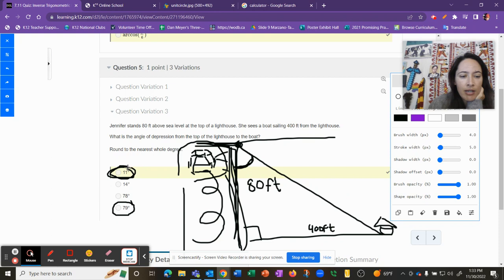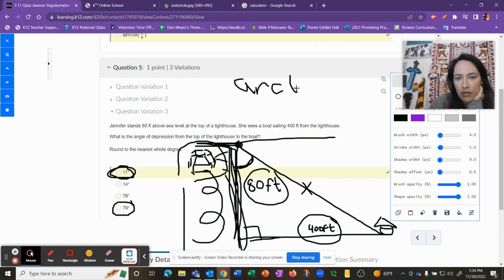But I want you to think about this because this is one of the things that we have to ask ourselves. We're going to use tangent because we don't have the hypotenuse. Okay? We're definitely going to use the opposite over adjacent. So you're going to do arctan of 400 over 80. See what happens here, okay?